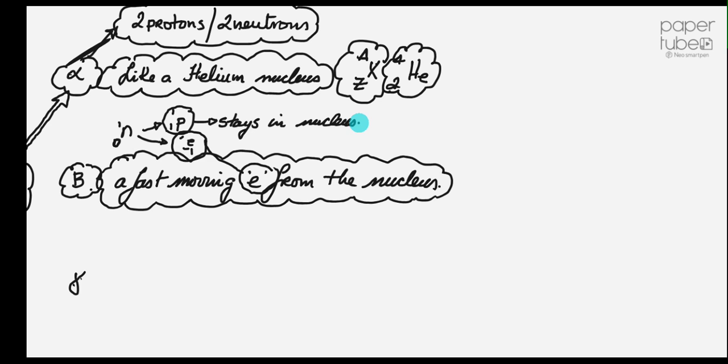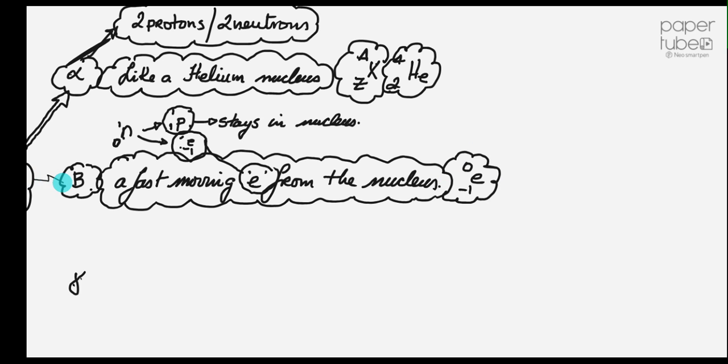Right? So, a neutron splits into a proton and an electron. The electron is fired out, and the proton stays in the nucleus. That is beta decay. So it's like a fast moving electron, not E minus 1. Well, it actually is a fast moving electron. That's the symbol for it.